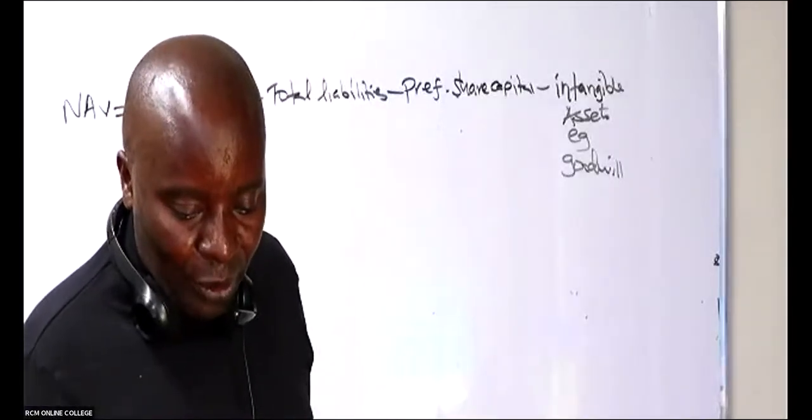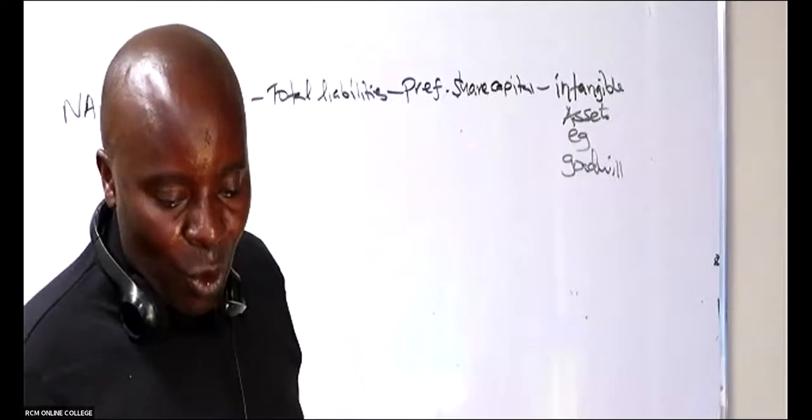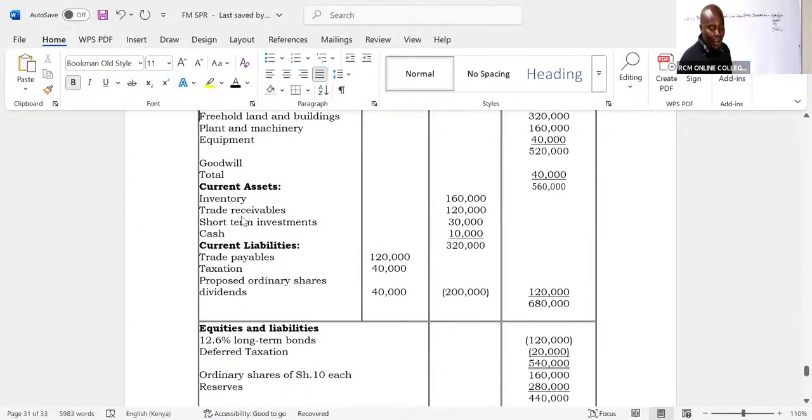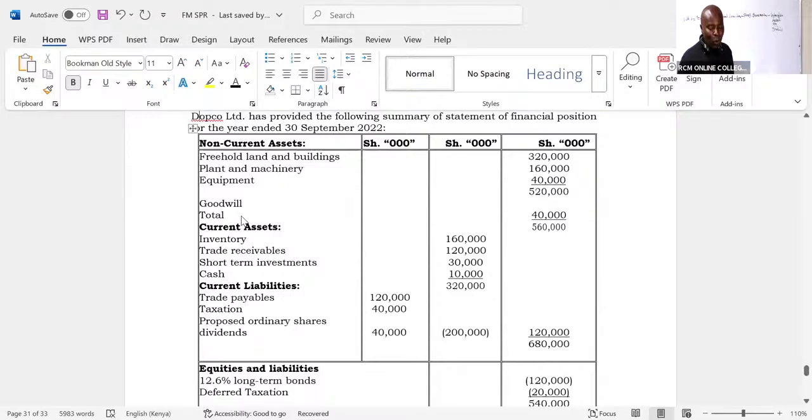So then let's move slowly and try to tackle this question, ladies and gentlemen, as a quick recap of what we were doing in our last class. We're looking at the balance sheet. Basically, net asset value, we are looking at the balance sheet totally. I can see the total non-current assets here. They are 560,000. So I'm adding all the assets. Total non-current assets, 560,000.